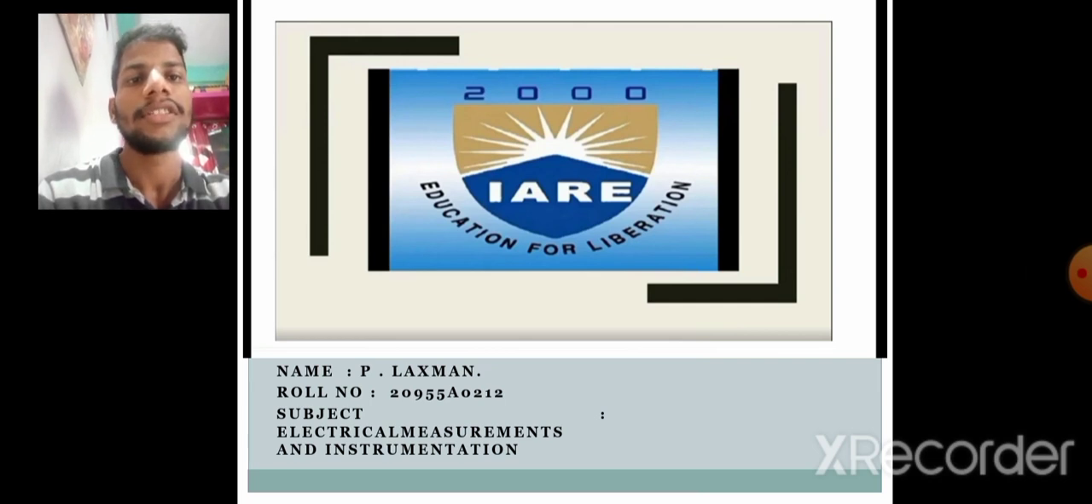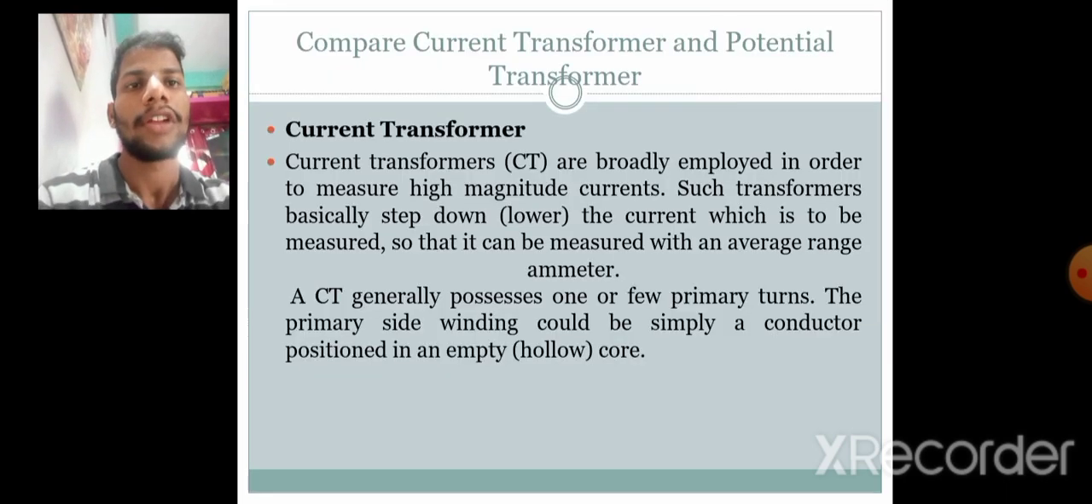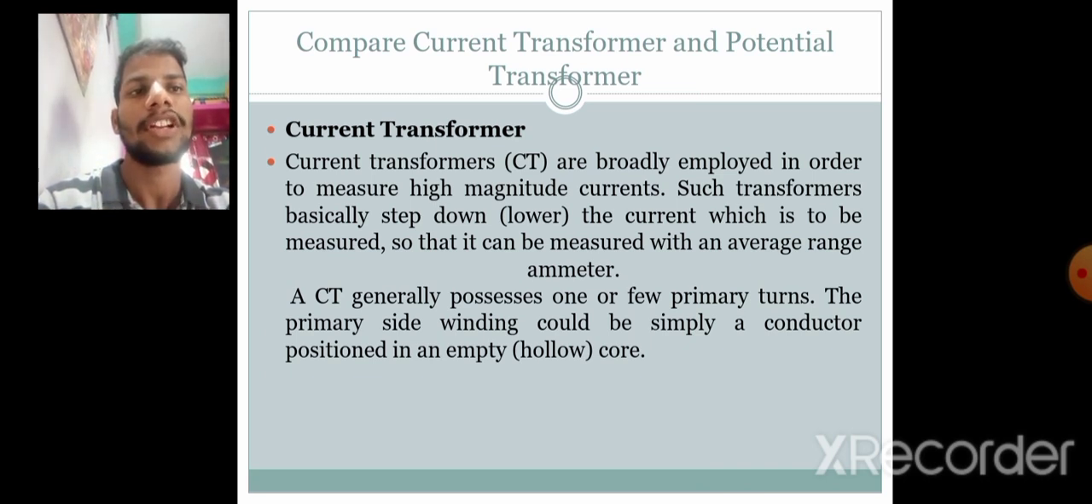Today's subject is electrical measurement and instrumentation. Today, my topic is about comparing current transformer and potential transformer. First of all, we have to know what a current transformer is. Current transformers, or CTs, are broadly employed in order to measure high magnitude currents.